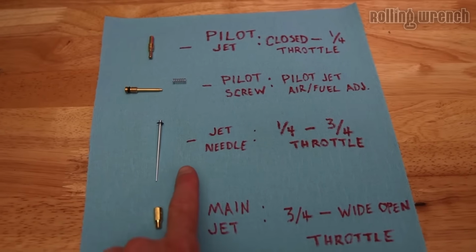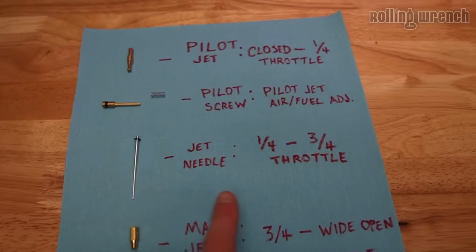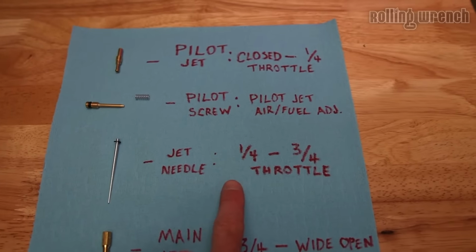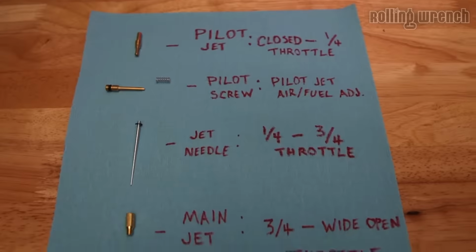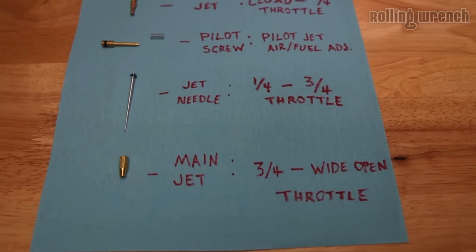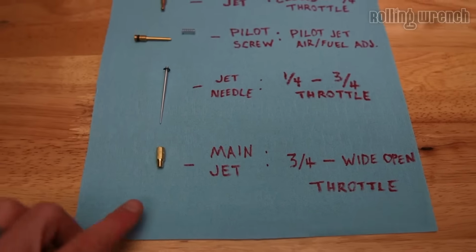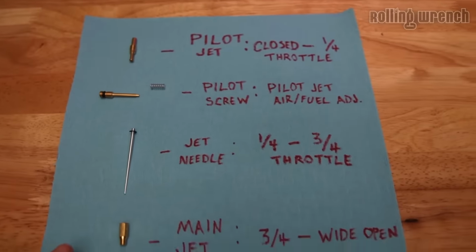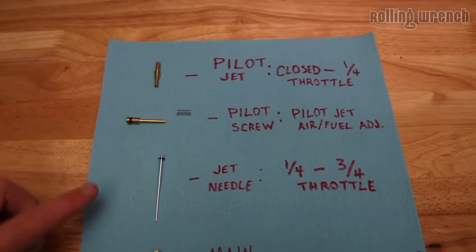Your jet needle, that's going to be your main adjustment point. You're going to have a quarter throttle to 3/4 throttle. That's going to be like your cruising circuit, your jet needle. Then you got your main jet. That's going to be wide open, 3/4 throttle to wide open. All of these circuits overlap each other. So it's super, super important that you only do one adjustment at a time.